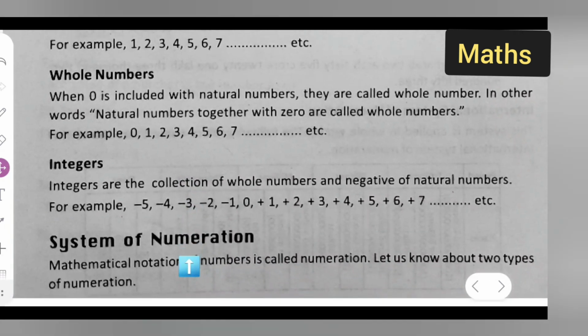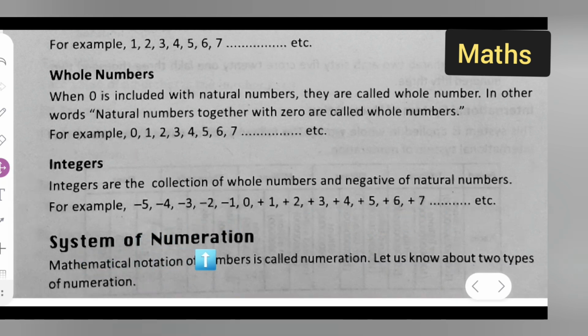Next, what we have is the integers. You all need to know what integers are. Integers are the collection of whole numbers and negatives of natural numbers. For example, these are the negative numbers, then comes 0 and then the positive numbers.